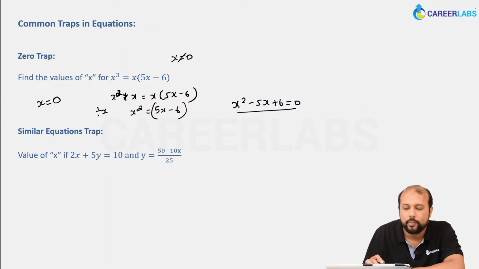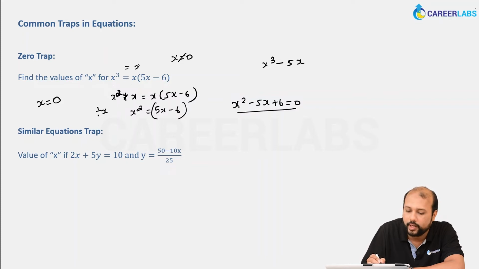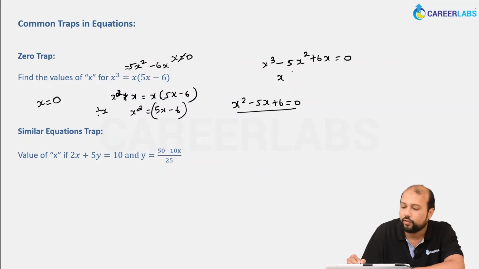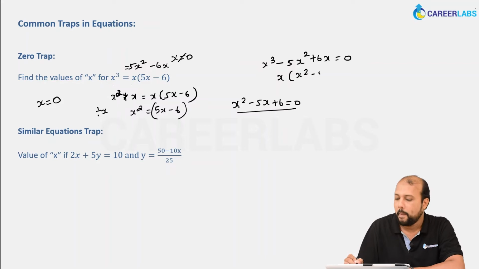When you cancel, also consider the value 0 for whichever variable you're cancelling off. Or else do not cancel off. Write it like this: x square minus 5x, opening the brackets, it will be 5x square minus 6x. Bring it to the right hand side: x cube minus 5x square plus 6x is equivalent to 0. Bringing everything to the left hand side and taking x out common, you will have x into x square minus 5x plus 6 is equivalent to 0.